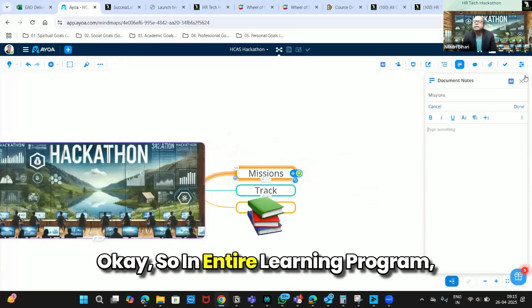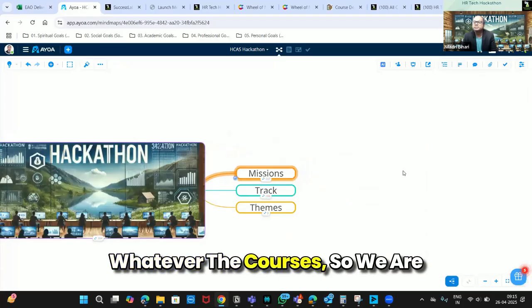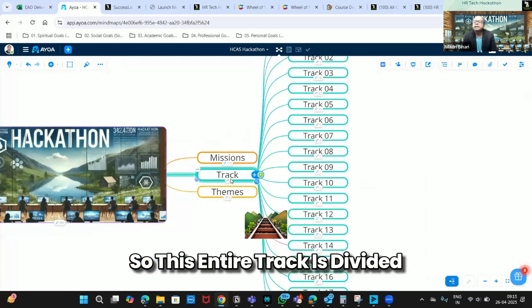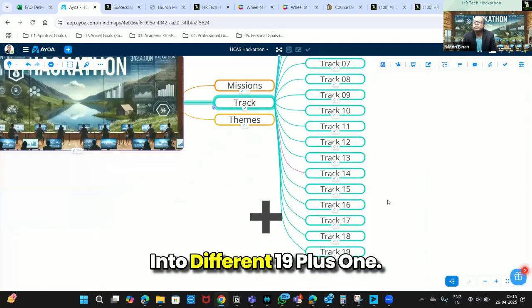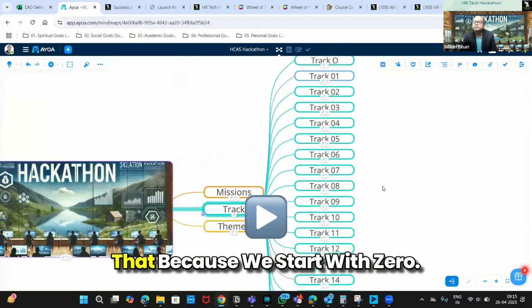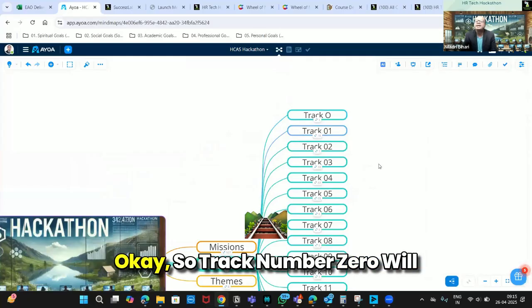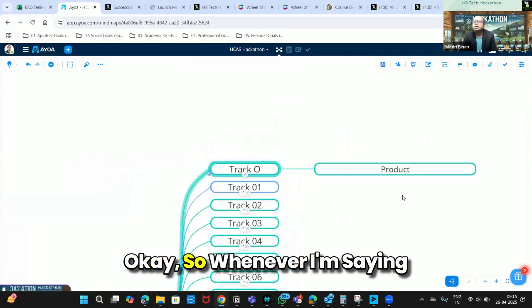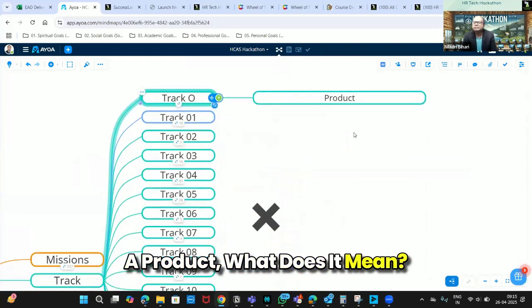Okay. So in the entire learning program, whatever the courses, we are having 20 tracks. Okay. So this entire track is divided into 19 plus 1, that is because we start with 0. Okay. So track number 0 will be all about the product. So whenever I'm saying a product, what does it mean?